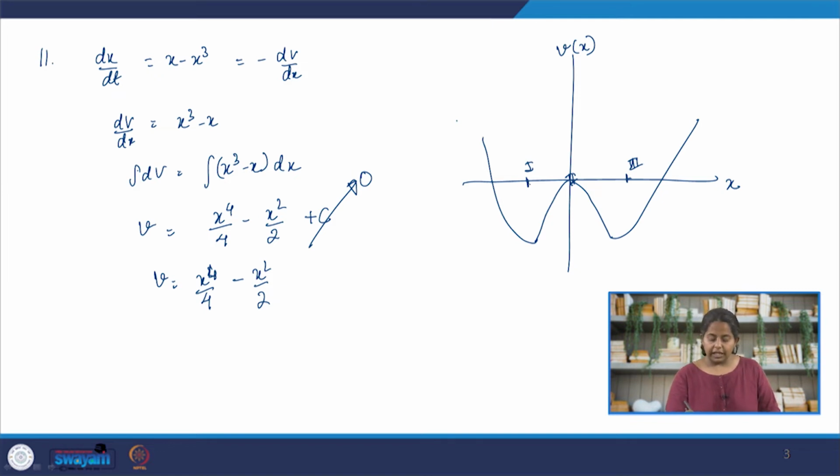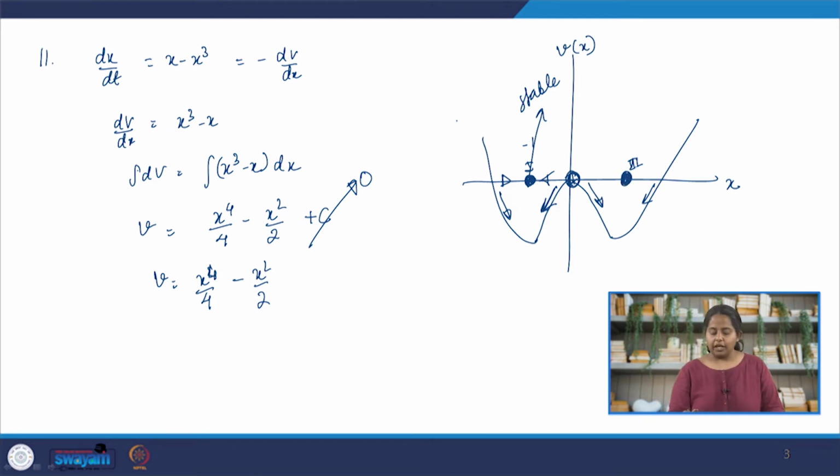So around the neighborhood of the first fixed point, which is -1, what you will notice is that the potential reduces in this direction, in this direction. So this is a stable fixed point. Around the neighborhood of the second fixed point, the potential reduces away from this fixed point. So this is an unstable fixed point. Around the third fixed point, the potential reduces in the direction towards the fixed point. So this is a stable fixed point.